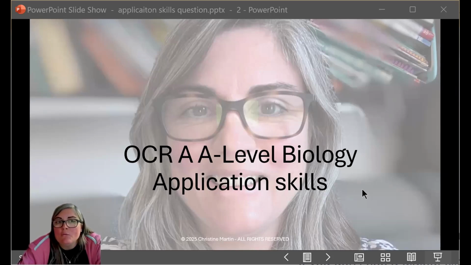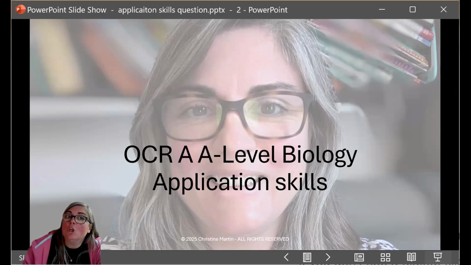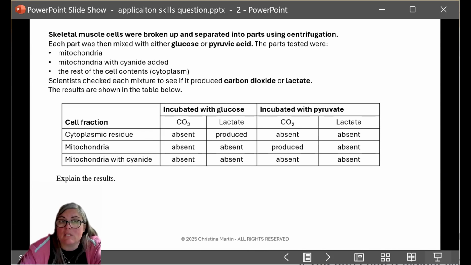Students are always saying to me they really struggle with application skills and how to take the knowledge that they have and apply it to the question that's been given to them. So I thought I would do a revision looking at skeletal muscle cells and looking at respiration.